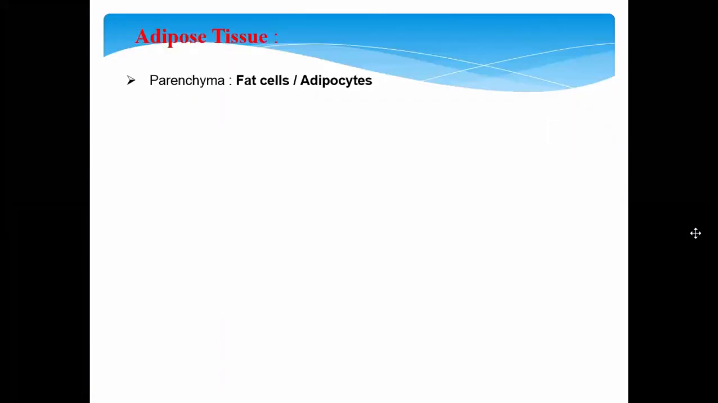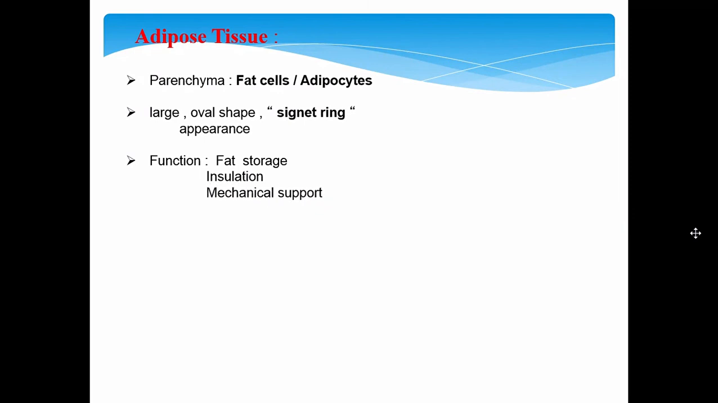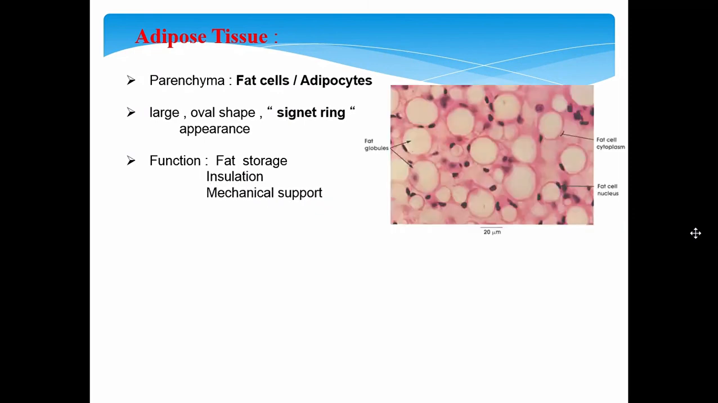Adipose tissue. Large oval shape, signet ring. You have the appearance of a ring, signet ring. And then the function is fat storage, of course. The other one, heat release, insulation. And then mechanical support. There you are, your fat cells or adipocytes.